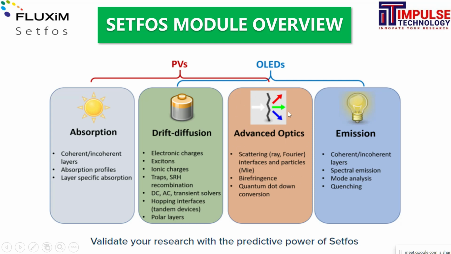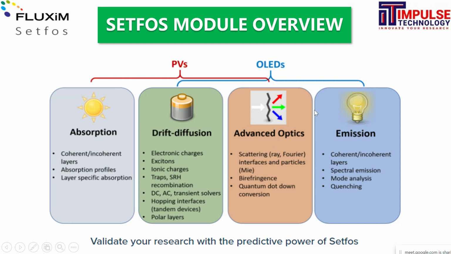And for advanced research in solar cells, like if you want to do ray tracing simulations along with drift diffusion, Fourier ray tracing, interfaces between materials, quantum dots, particles, nanoparticle effects, or down-conversion quantum dots, then this advanced optics module is required, where rays can be traced in these devices.